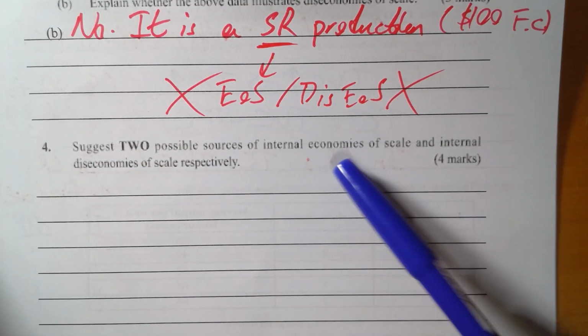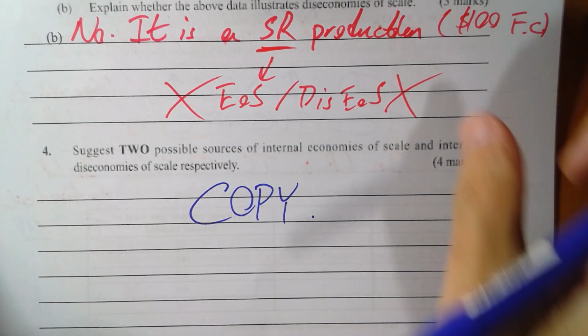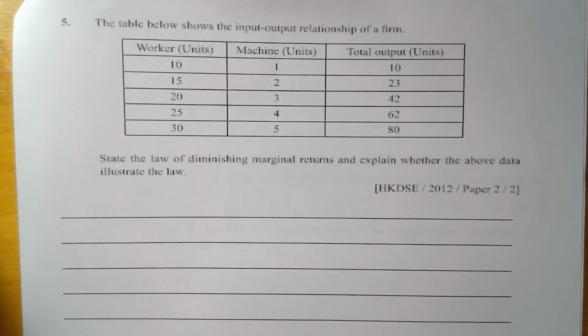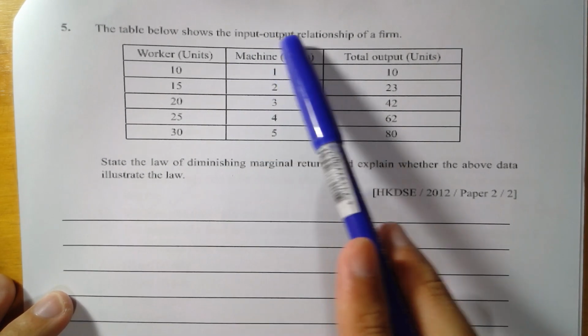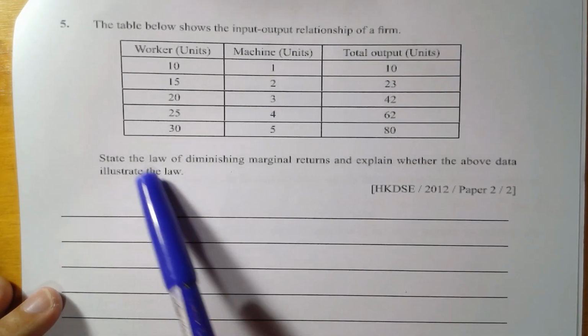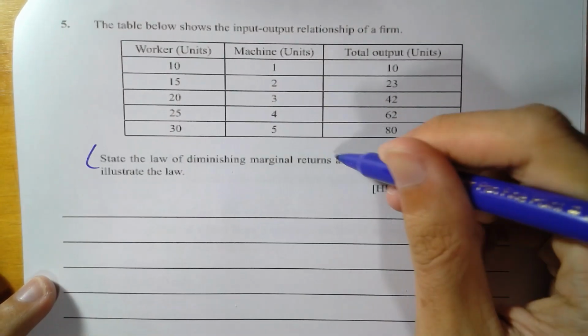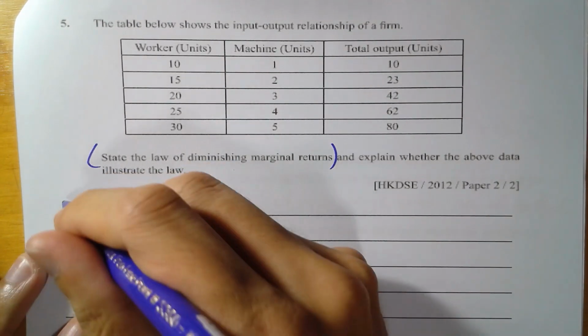Suggest two possible. Right, next one. This one we did a lot of times, but still, let's practice again. Now, the table shows you the input-output relationship. Now, state the law of diminishing marginal return. Let me do it again for you.